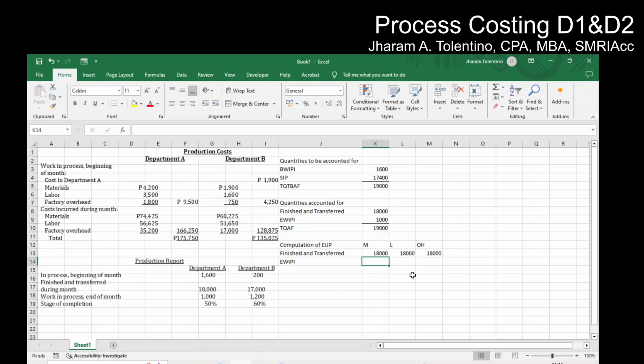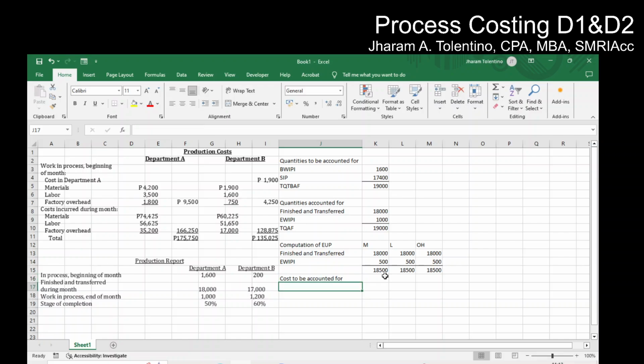And the next one is 50%. So 50% of 1,000 is 500. We can skip those parts because it is even distribution, so no problem. We just use an equal sign. You have 18,500. After that is the cost to be accounted for, or the cost schedule.